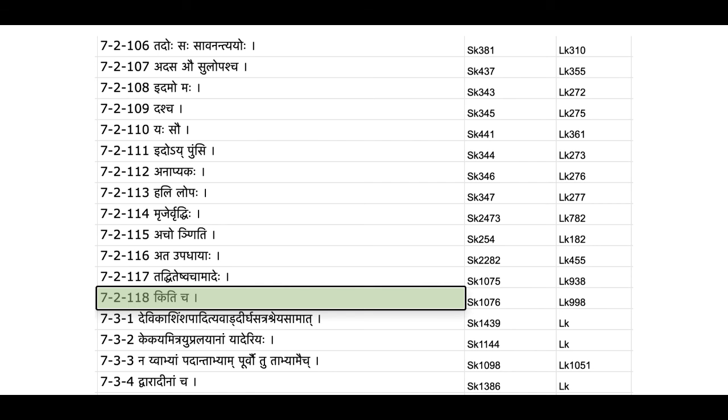Now you'll recognize from the number that we have already studied the immediately preceding rules 7.2.115 aco niti, 7.2.116 ata upadhayaha, and 7.2.117 taddhiteshvacamadeh, which of course we have used repeatedly. So this sutram 7.2.118 simply extends 7.2.117.